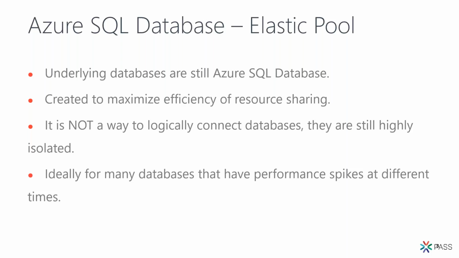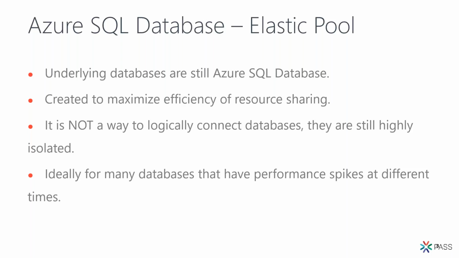So the ideal use case for Elastic Pool, of course, is if you have many databases, but they have performance spikes at different times, right? If you have many databases, but they all have performance spikes at the same time, then Elastic Pool is not really going to work well for you, because let's say you provisioned 100 units of compute for an elastic pool and you have 5 databases and all of them spike and use 40 at the same time, then you're still going to go way over your limit, right?